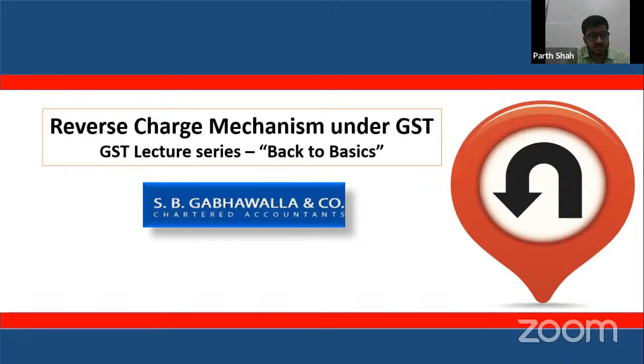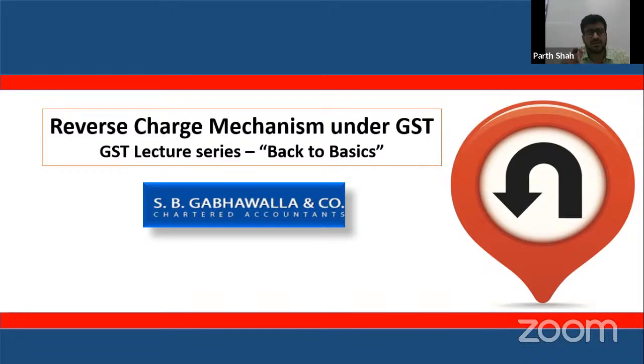However, there are certain services, goods, wherein the government has said that as a supplier, you are not required to pay tax. You need not register also if that is the only supply that you are going to do. But the recipient, that is the person who is actually receiving the service from you, is expected to pay tax to the government. So reverse charge mechanism is nothing but basically shifting of the liability from the shoulders of the supplier to that of the recipient.